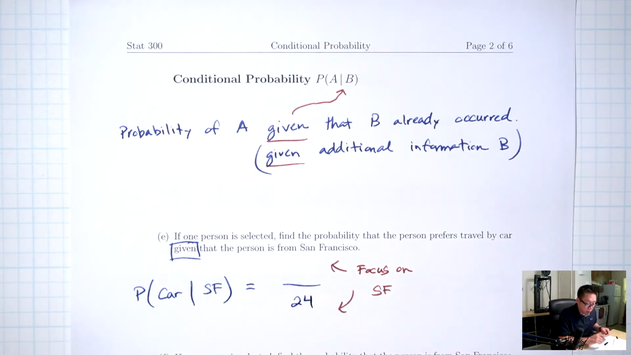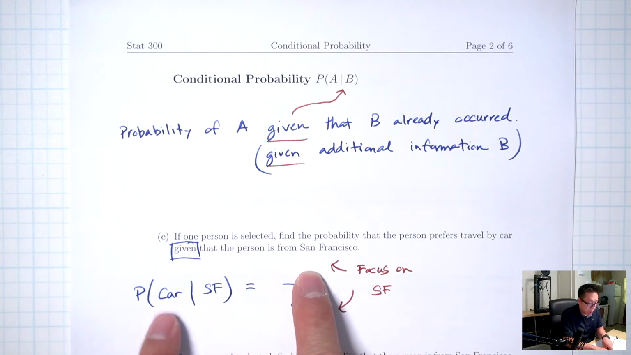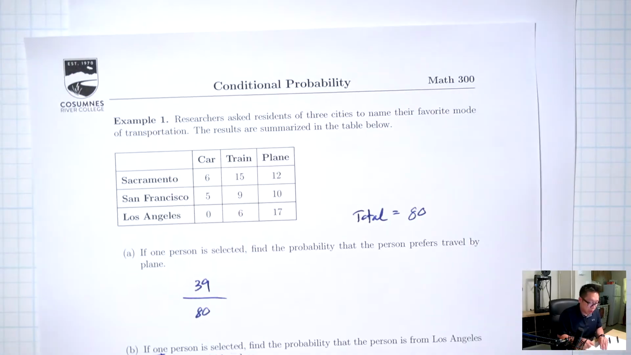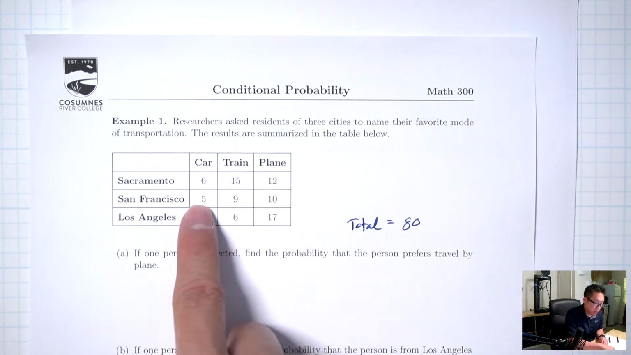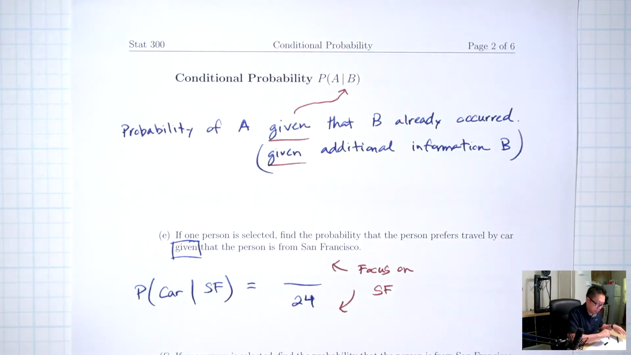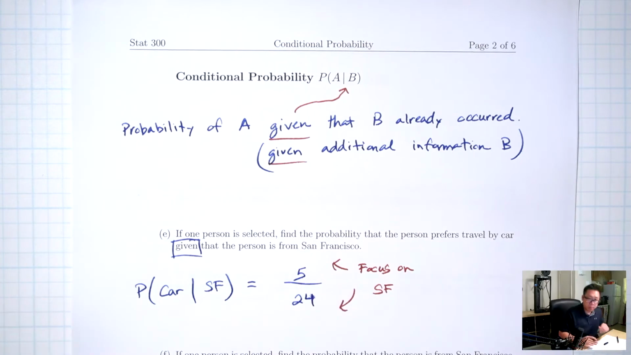And then still just focusing on the San Francisco numbers, how many prefer car? So just the San Francisco numbers, how many prefer car? 5. Okay, and that's it.